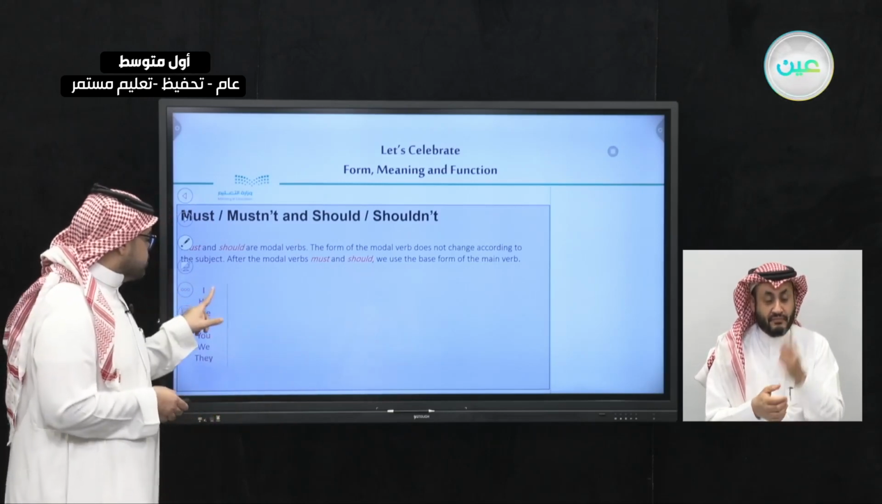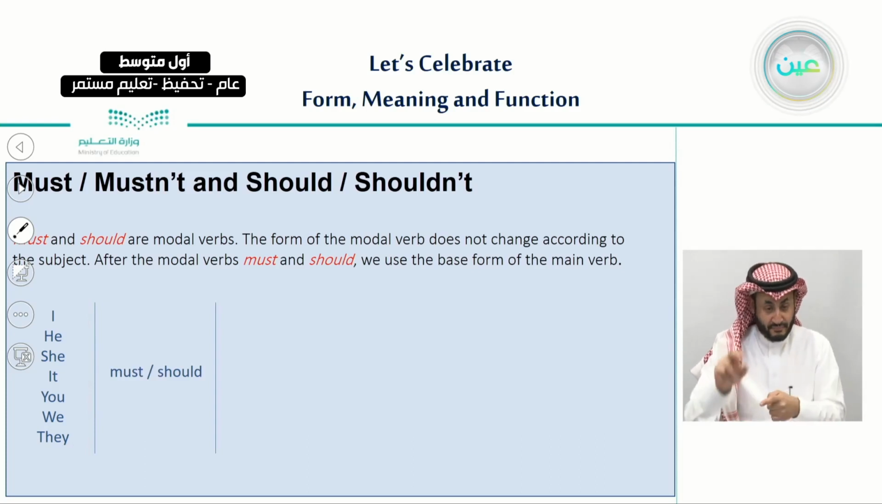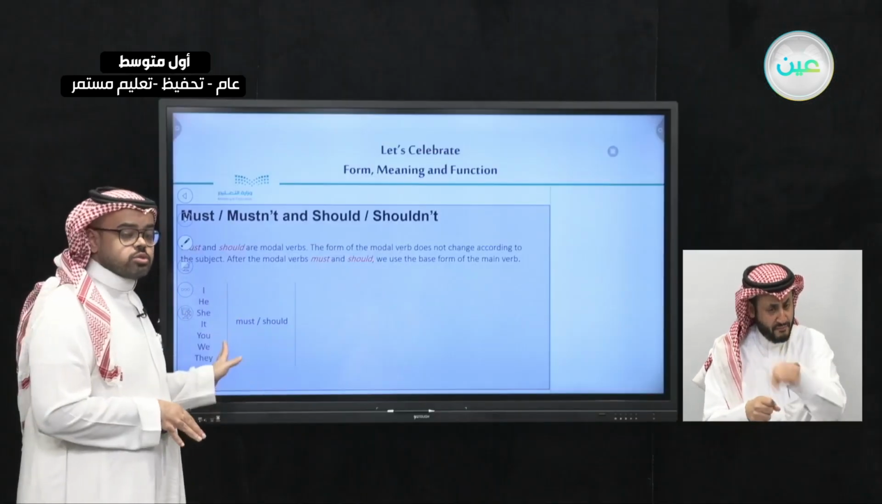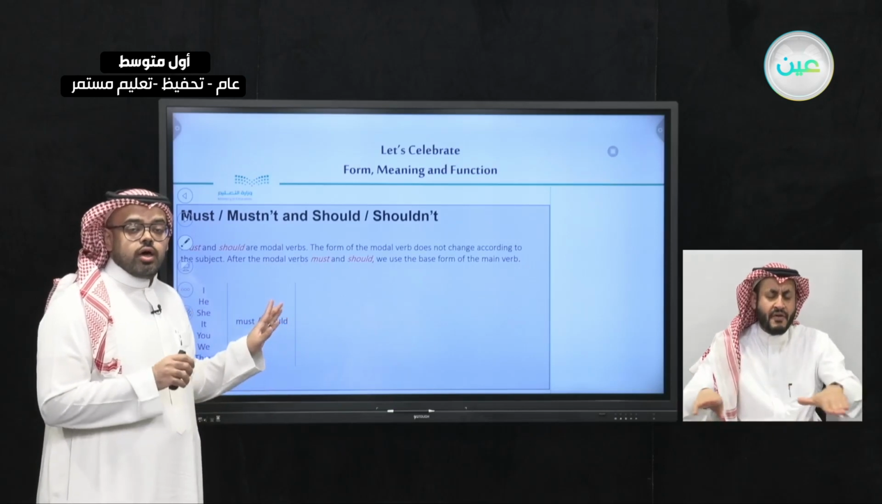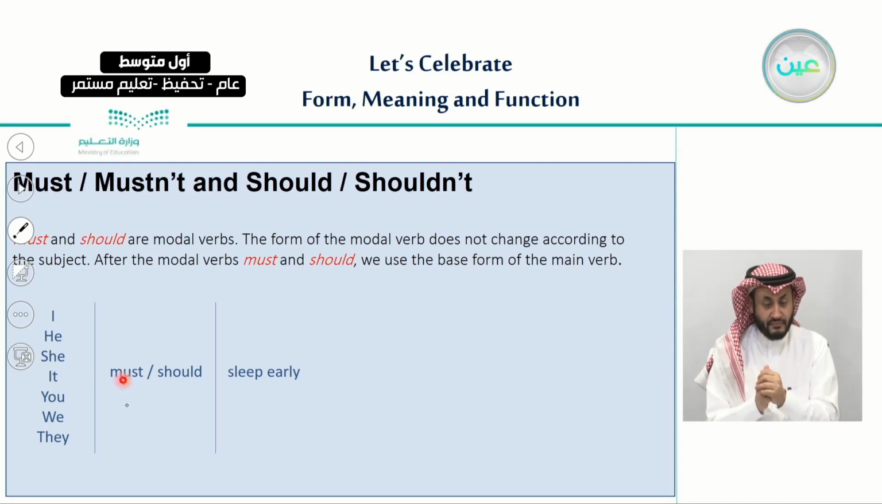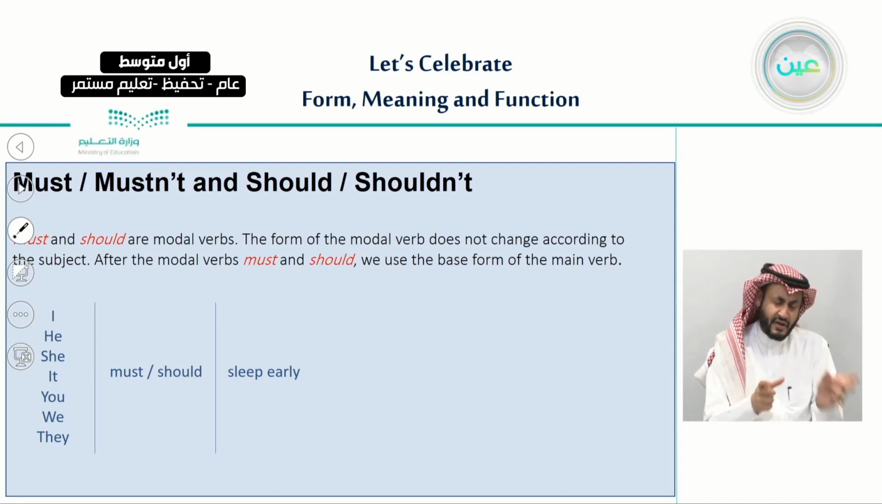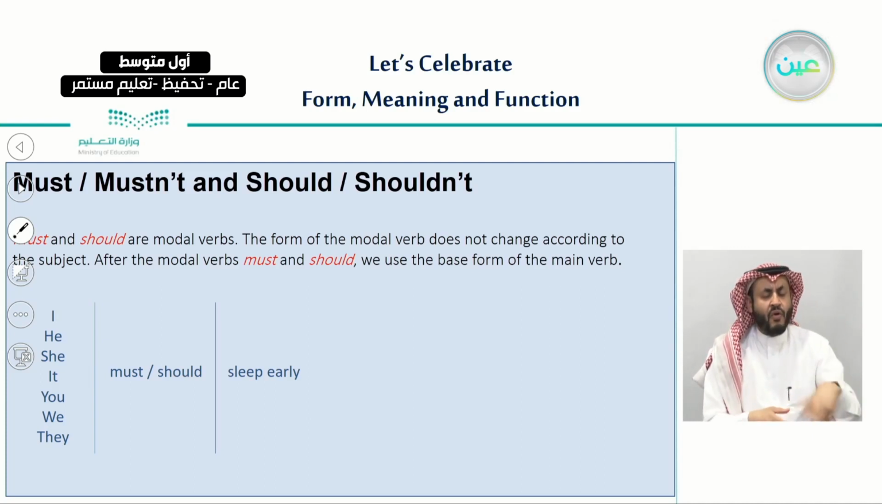No matter what the subject is, I, he, she, it, you, we, they, and we use either must or should after it, the verb that comes after must and should does not change. There are no changes we can make when we use must or should. So for example, we can say, I must sleep early because I have an exam tomorrow. Or we can say, I should sleep early because I have a flight. So here you can use any of these subject pronouns. No changes are required here.